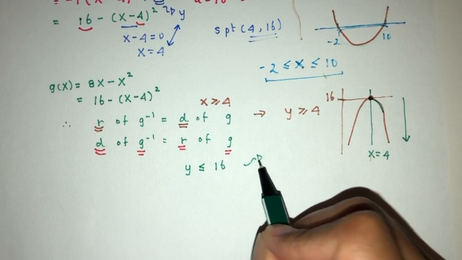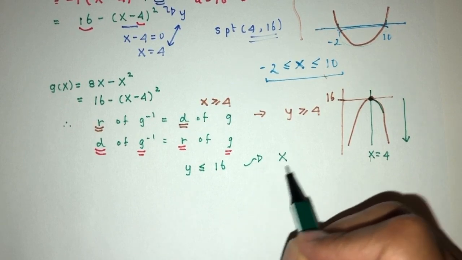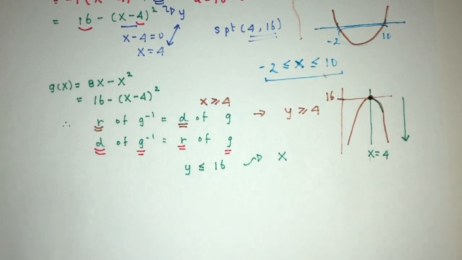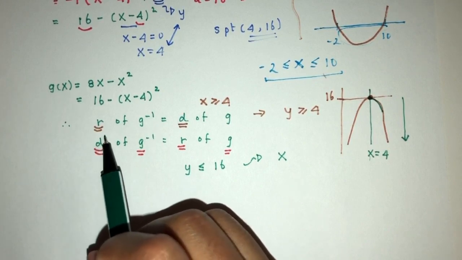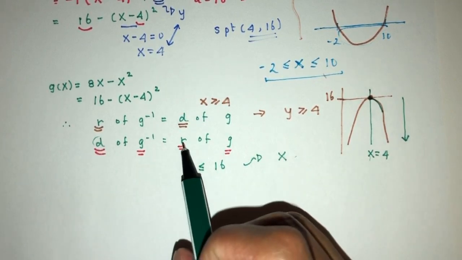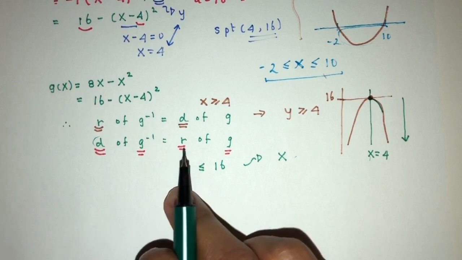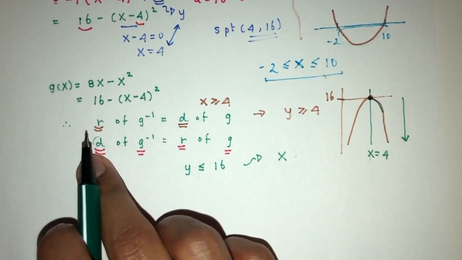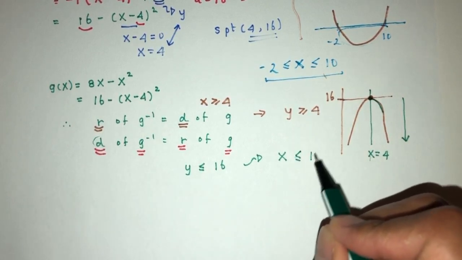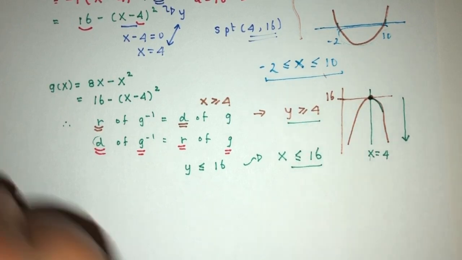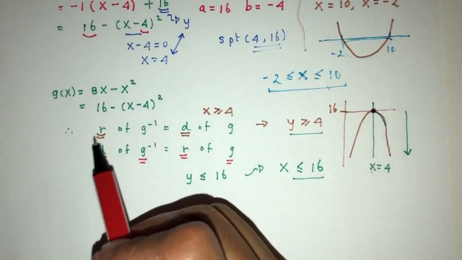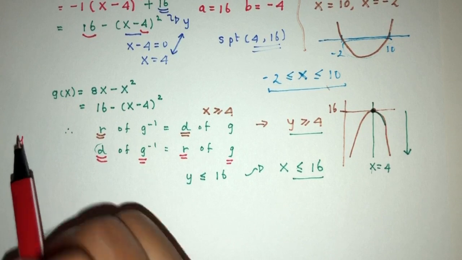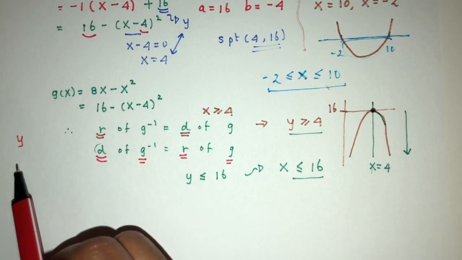From this, you conclude that x, because domain is in terms of x, again, the goal here is to find the domain and not the range. Domain is x and range is y, so we don't care about the y values here. We care about the domain. So the domain has to be less than or equal to 16. Again, as a note, when you have to find range, it means the y values. When you have to find domain, it means the x values.